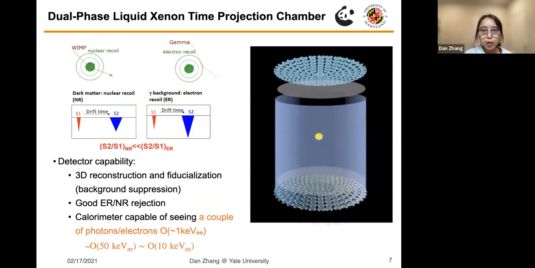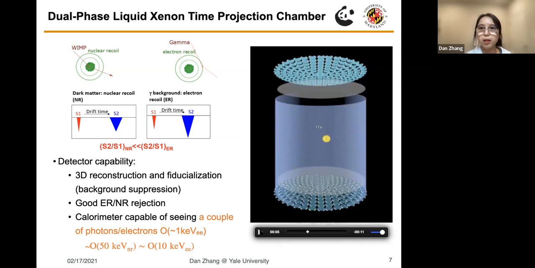So here is a quick recap of the principle of how a liquid xenon time projection chamber works. After a particle comes in and interacts with a xenon atom, a prompt scintillation light is generated and collected by the top and bottom array PMTs, or light sensors.